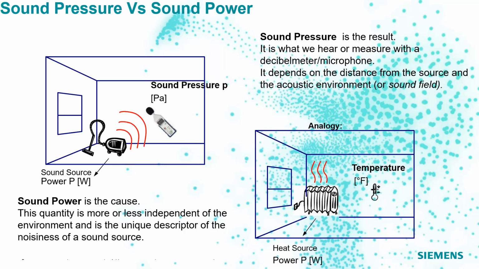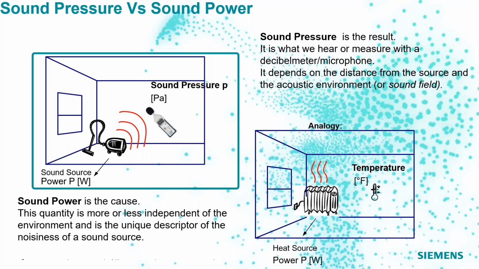If we compare the two and we look at these two graphics, we have a vacuum cleaner, let's say, in the upper left picture there. We have a vacuum cleaner making noise. And if we took a single point microphone with a sound pressure meter and we measured the sound pressure throughout that room, we would get different measurements. And those sound pressure readings would actually be higher the closer we got to the vacuum cleaner and lower the further we got from it.